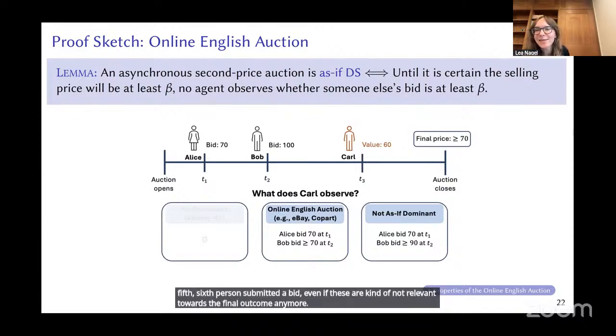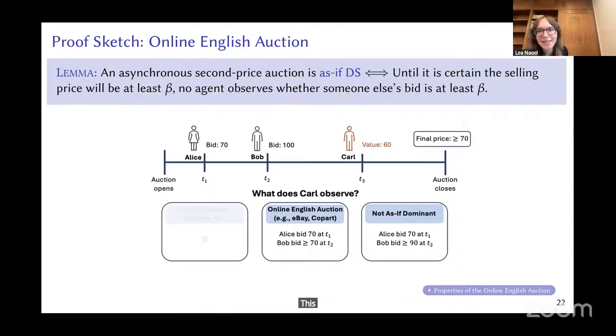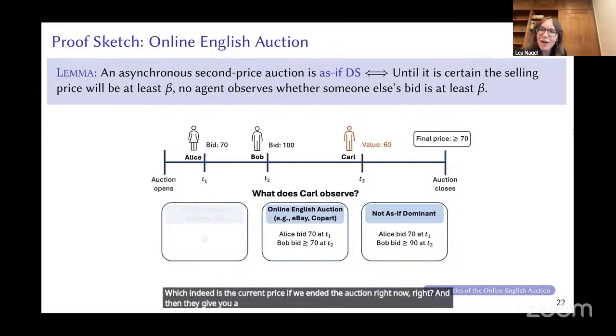Now, I think the answer to this should be how you design the information disclosure. And eBay does this in a very clever way, right? They do exactly what you suggest: eBay tells you what they call the current price. This is the current second highest submitted bid, which indeed is the current price if we ended the auction right now. And then they give you a button you can click on to see literally the entire history of bids, including the identity of the bidder, the time at which they submitted it, and how high it was, even for the bids that are now irrelevant for determining the outcome.